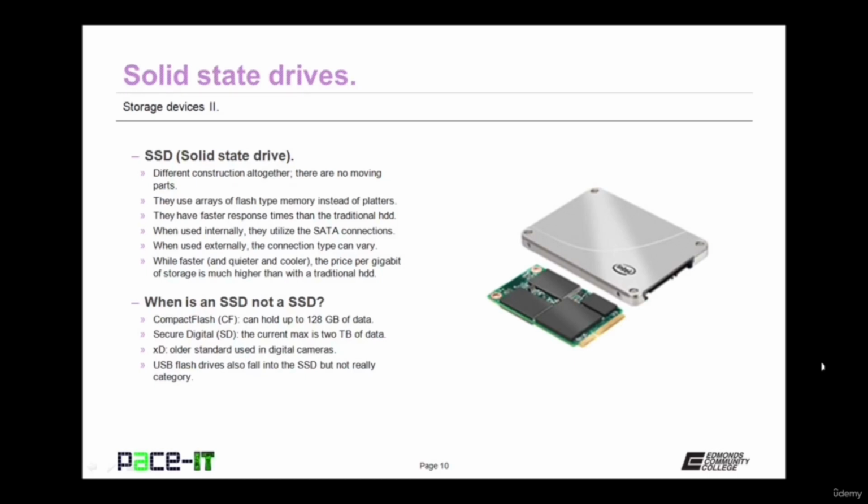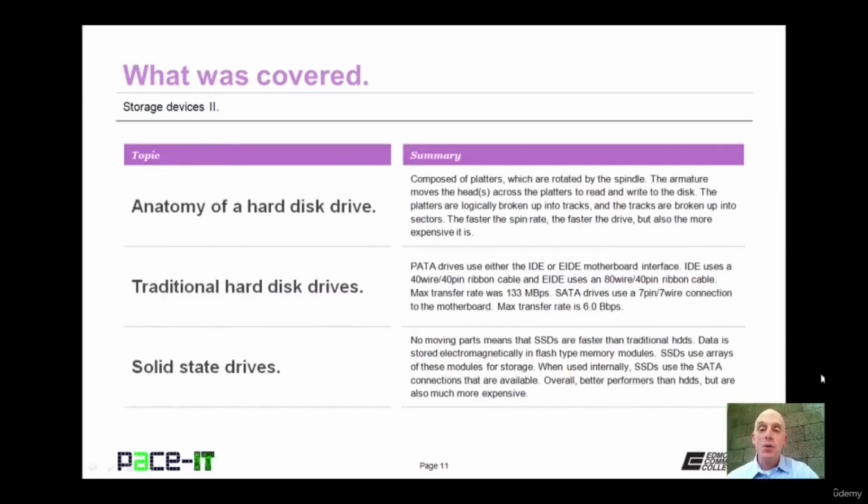We also have the older XD standard. Now this was used in some digital cameras to hold pictures, but is now considered obsolete. USB flash drives could also fall into the SSD category, but not really, because people think of them as their own category. Now that concludes this session on storage devices part 2.